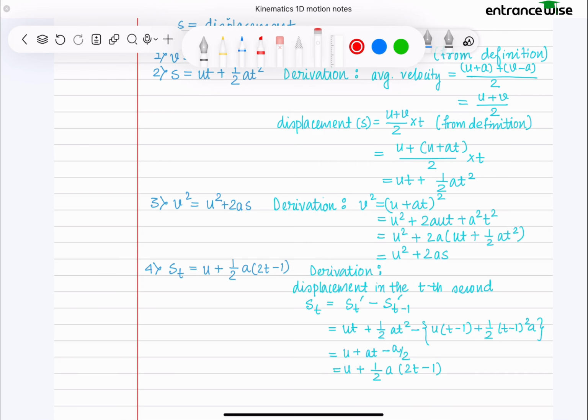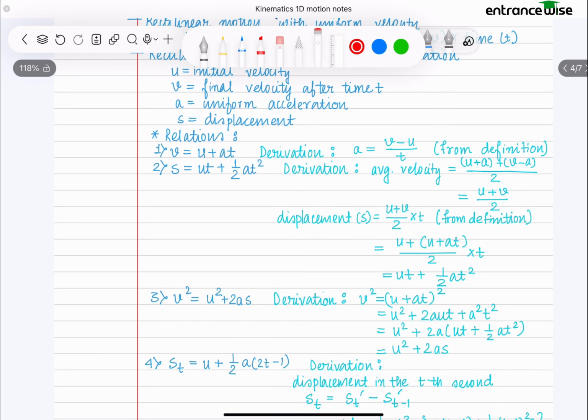Now let's derive these equations step by step. So for derivation of V equal to U plus AT, we will derive it from the definition. From definition we know that acceleration A equal to V minus U by T. So from that we will get AT equals V minus U, and from that we will get V equals U plus AT.